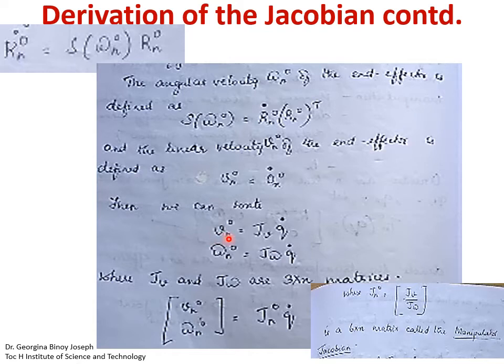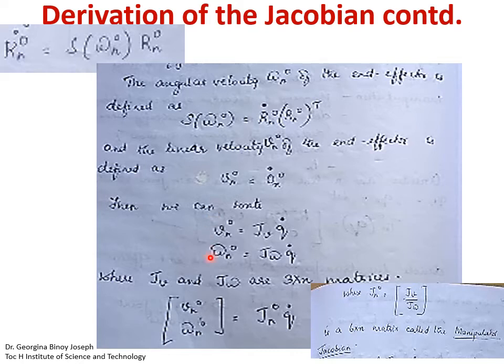V n0 can be written as Jv into q dot, that is, the time derivatives of the joint variables. Omega n0 can be written as J omega again into q dot. So we are writing the linear velocity and the angular velocity as functions of the joint velocities. Now this Jv and J omega are 3 cross n matrices, where n is the number of joints in the manipulator.